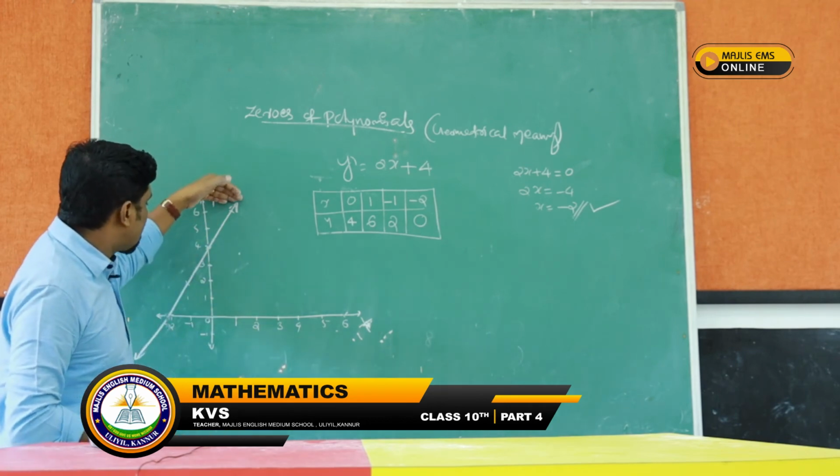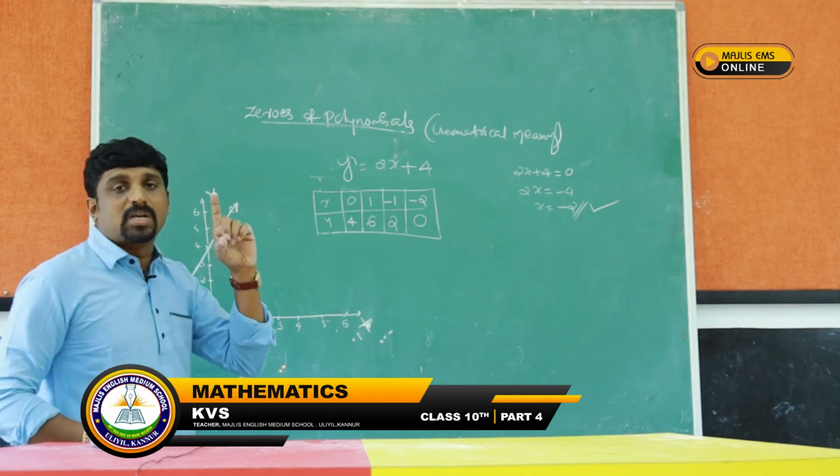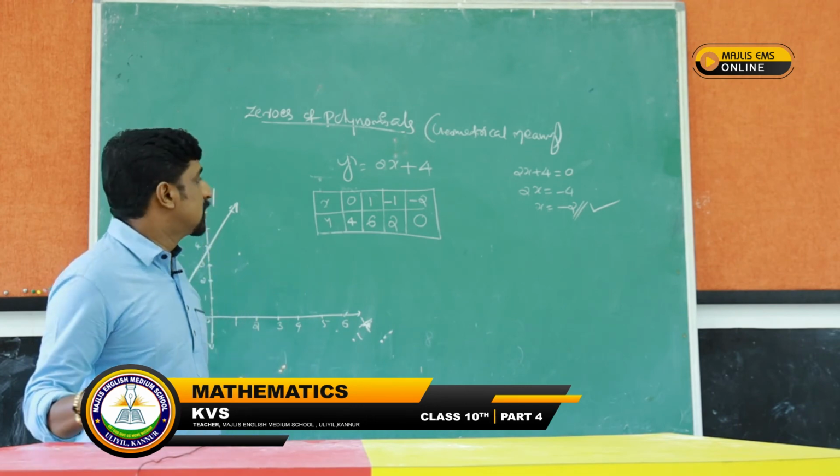Therefore, this straight line intersects the x-axis at one point. Therefore, it has only a single zero, number of zeros equal to 1. That is the answer. Okay.